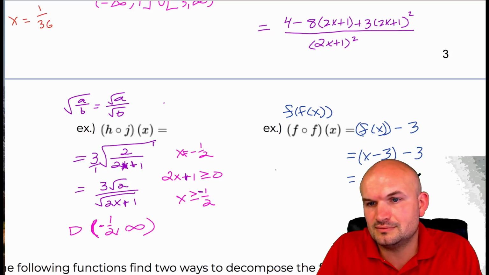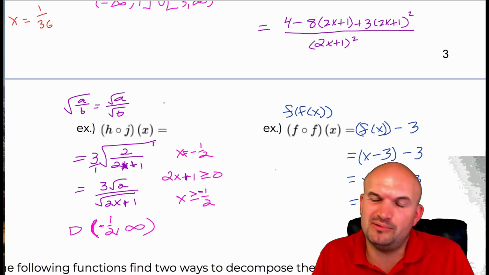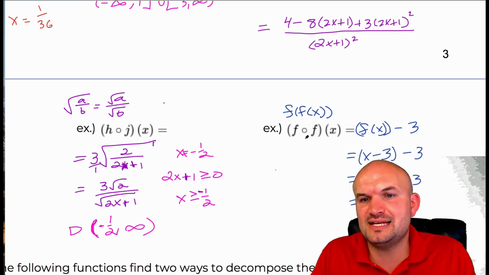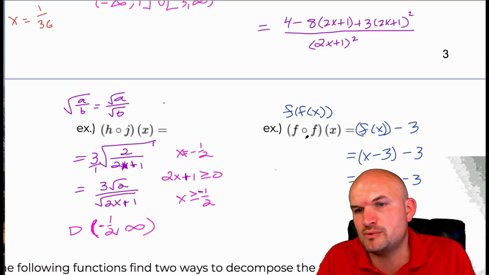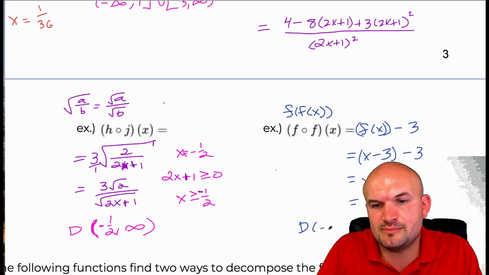Interesting. Okay, it wasn't as bad, right? It looks funny, but it's really not that bad. And we can see, obviously, f of x is defined for all values. When we plug it in, we're still defined for all values. So my domain in this case is going to be from negative infinity to infinity.